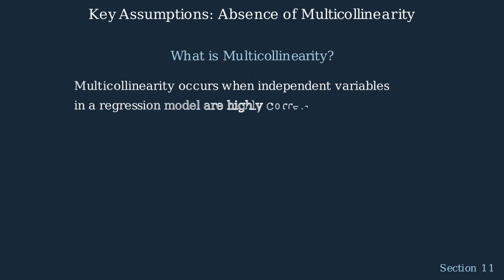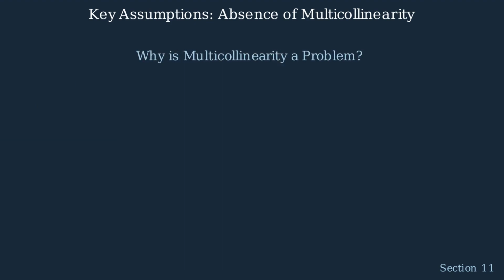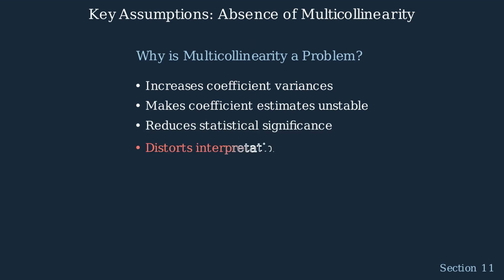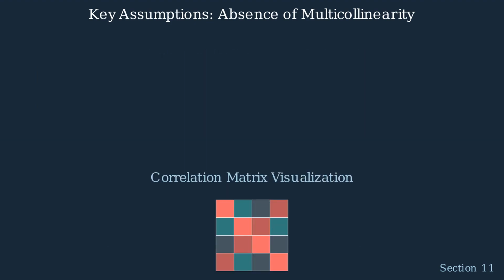Let's examine a key assumption in logistic regression: the absence of multicollinearity. Multicollinearity poses several challenges to regression models. It increases the variances of coefficient estimates, making them unstable and less reliable. This reduces their statistical significance and can seriously distort how we interpret the influence of individual variables. A correlation matrix helps us visualize relationships between variables. Strong correlations, shown in dark red or blue, indicate potential multicollinearity issues.